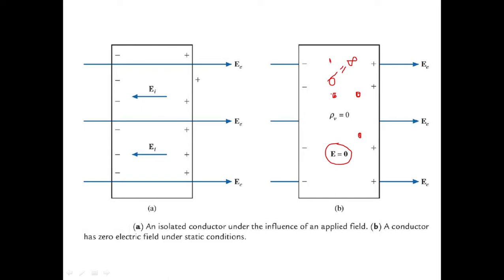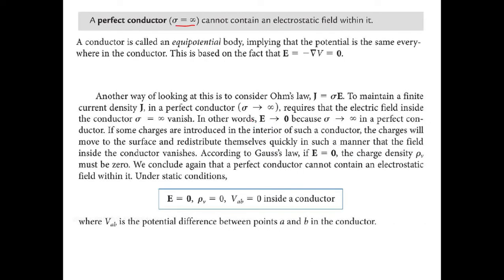If there are some charges inside, even after applying the charge, then this potential will not be called equipotential, right? So for a pure conductor, it should have equipotential. A conductor is called an equipotential body, implying that the potential is the same everywhere in the conductor. This is based on the fact that E is equal to minus gradient of V is equal to zero.